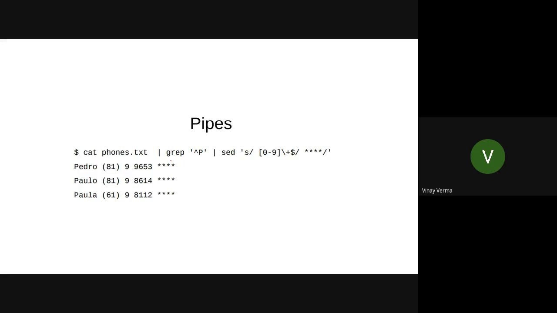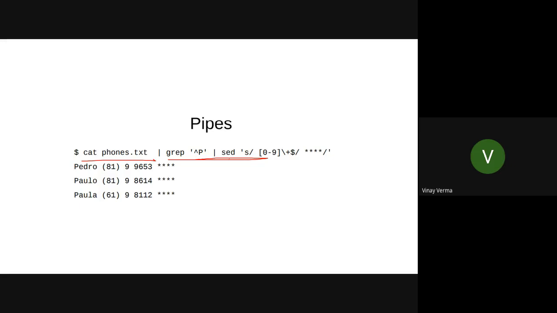We can use multiple pipes also. So cat phones.txt will print all the values present in the file, and then grep caret p will find all the values that start with p. So yes, it is showing all the entries with p.